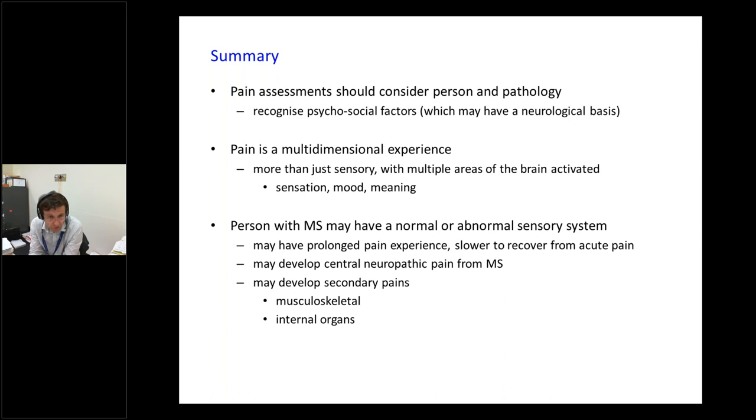For the person who has multiple sclerosis, they may have pain with a normal sensory system, but over time they tend to develop an abnormal sensory system, which puts them at risk of chronic central neuropathic pain. And everyone is at risk of secondary pains, whether that be musculoskeletal or visceral pain syndromes. So MS patients can have pain just like anyone else, from back pain or from appendicitis, and we need to be cognizant of that.